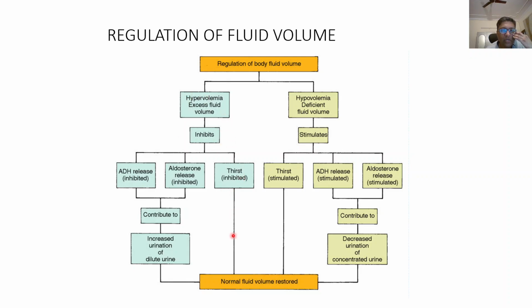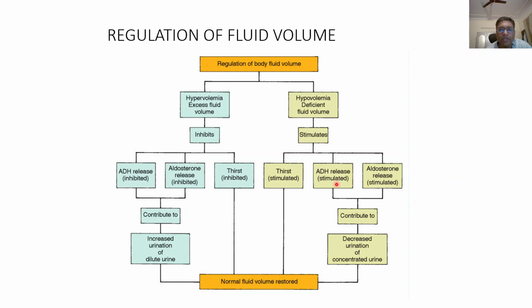So all of this will lead to less water intake and more secretion of dilute urine. So normal fluid volume will be restored. Whenever we have hypovolemia, deficient fluid volume, which we commonly see in dehydrated patients, what things will happen? It will stimulate thirst. So if you are a healthy patient, you will tend to take more water. Normal fluid volume will be restored.